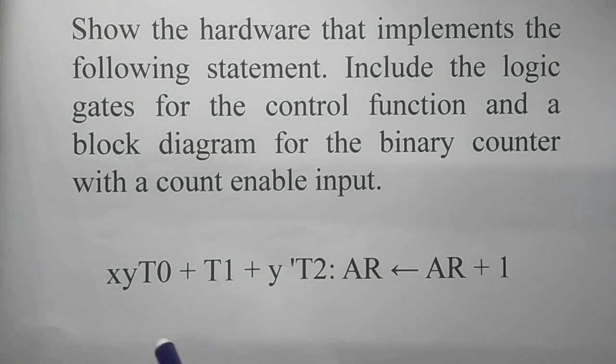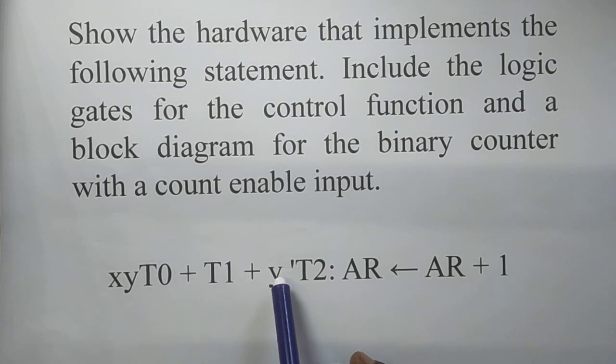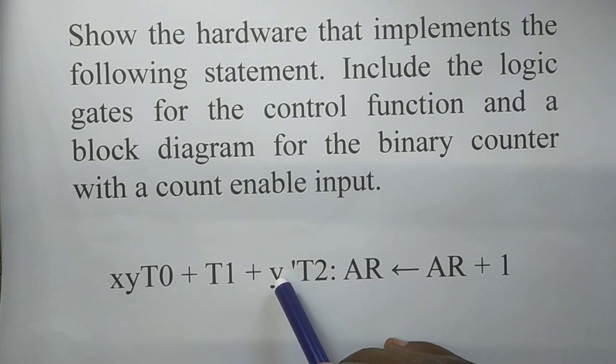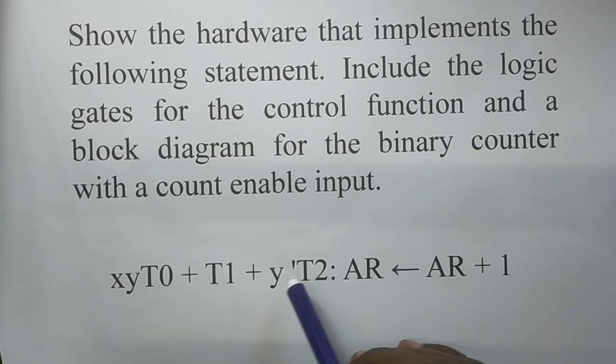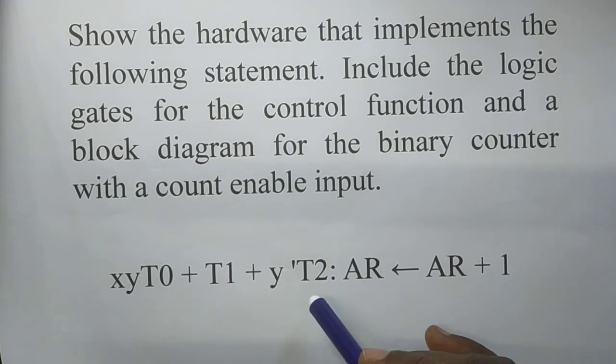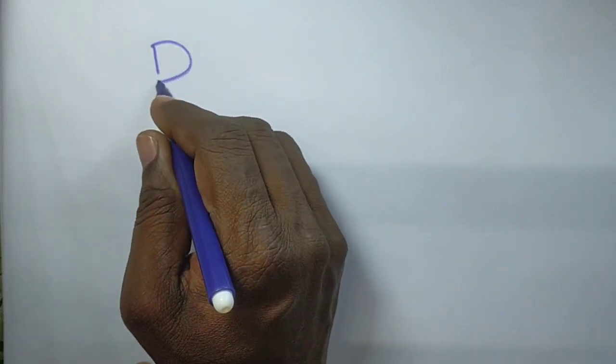See here, first of all, how to design. For x, y, t0, one AND gate will be considered with the three inputs x, y, t0. Another AND gate will be considered for the complement of y and t2. That is most important. After that we will consider the two inputs for the OR gate. Now I will show you in a very simple way. One AND gate will be considered here.